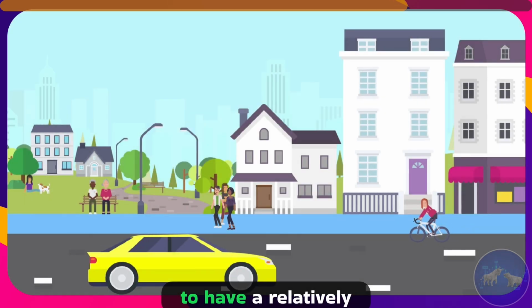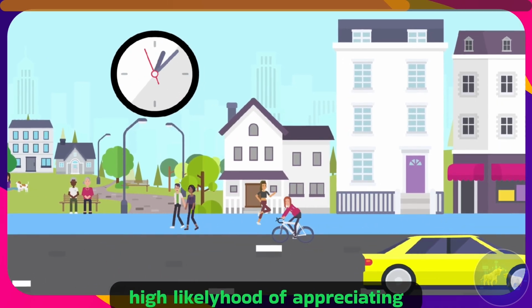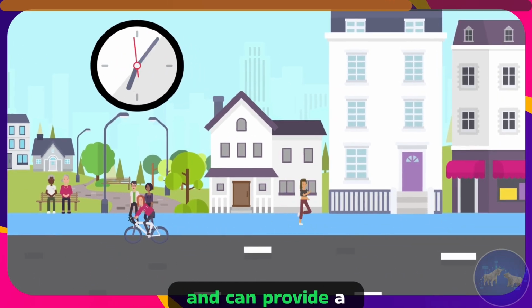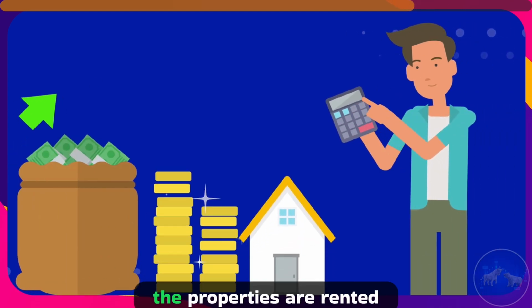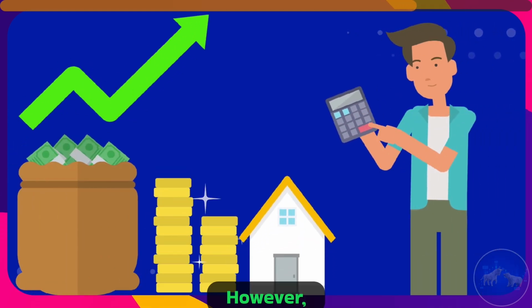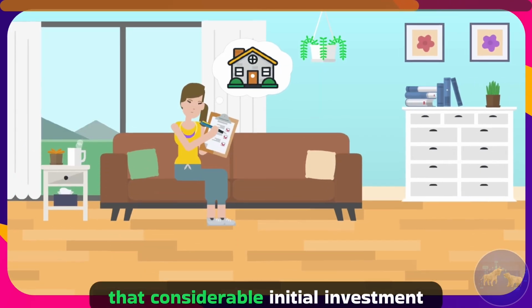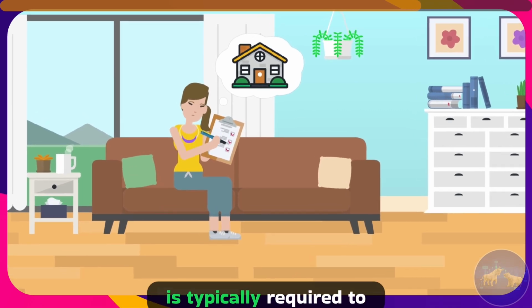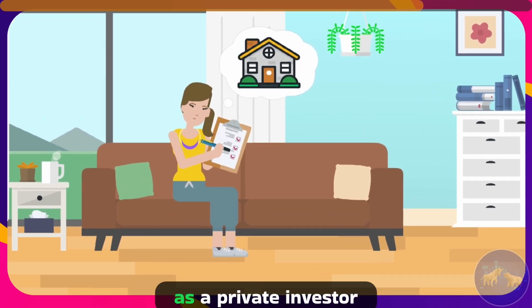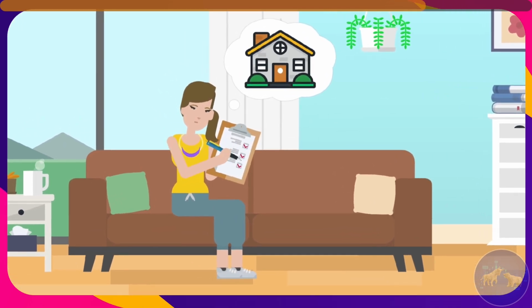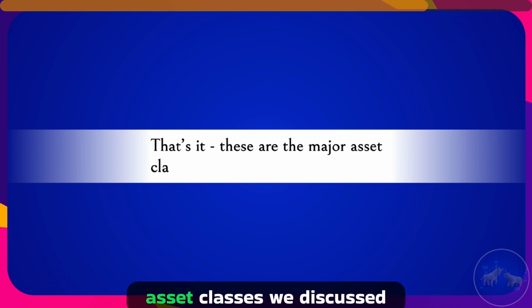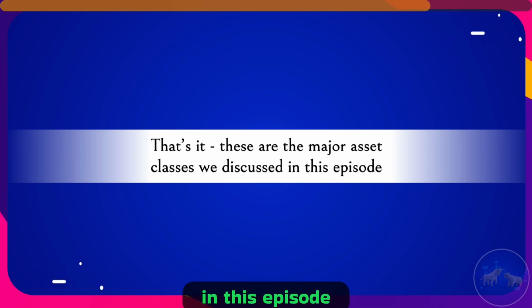Real estate is known to have a relatively high likelihood of appreciating in value over time and can provide a steady income stream if the properties are rented out. However, it's important to note that considerable initial investment is typically required to purchase physical real estate as a private investor. That's it. These are the major asset classes we discussed in this episode.